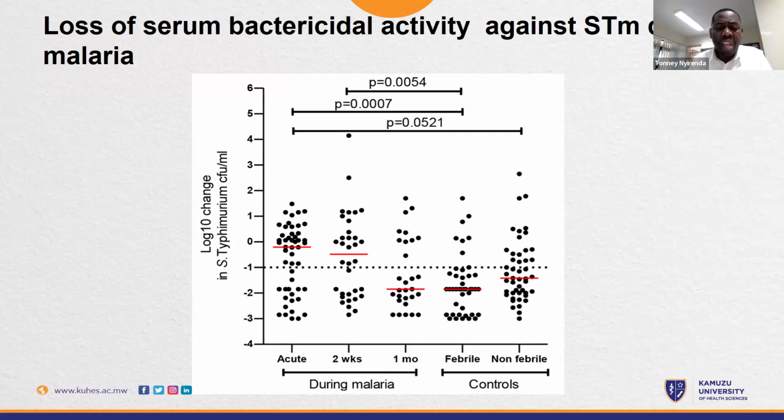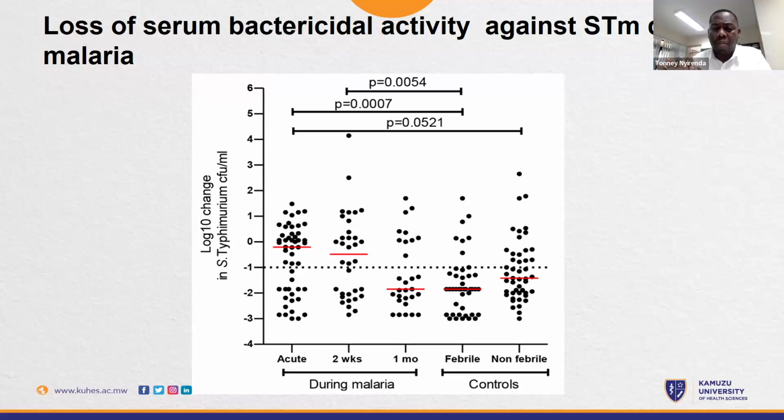So what you see is that during acute malaria, a good number of children are not killing well. That's why you have a median of around 0 or so, which is above the threshold that would be considered protection. And at 2 weeks down the line, in convalescence, there are still some children that have not fully recovered. Later, at a month, these are the same children being followed, the median killing is similar to the level of those we considered as controls. The controls are non-malarial fever and the controls with regard to malaria, okay?